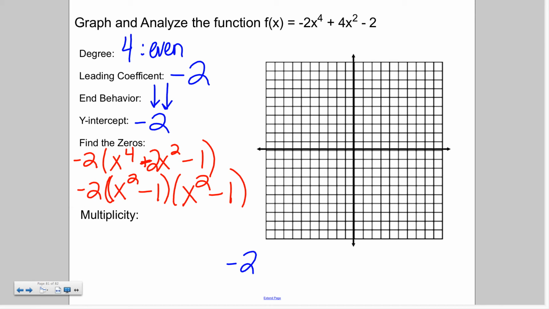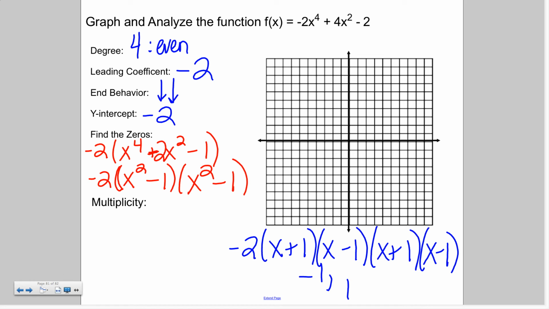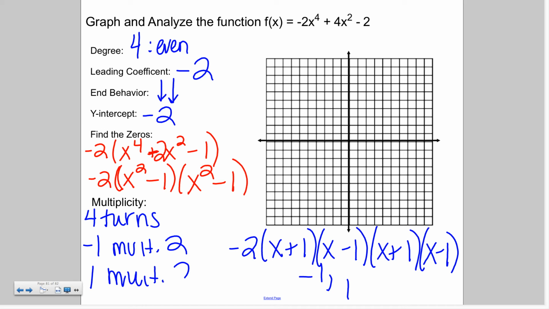If I break all that down, I've got x plus 1, x minus 1, x plus 1, and x minus 1. So a lot of factors, and I've got some multiplicity here because some stuff repeats. I'm going to set each of those equal to 0. I don't have to write the repeating numbers for the zeros because I'm only going to put a spot at one of them. So I've got a negative 1 and a positive 1 for my zeros. My multiplicity, first of all, I've got 4 terms. And negative 1 has a multiplicity of 2, which means it repeats twice, and positive 1 has a multiplicity of 2.